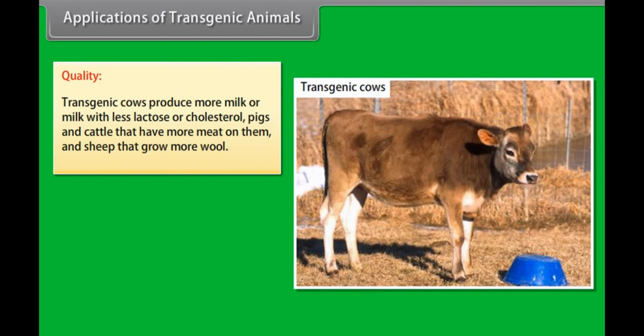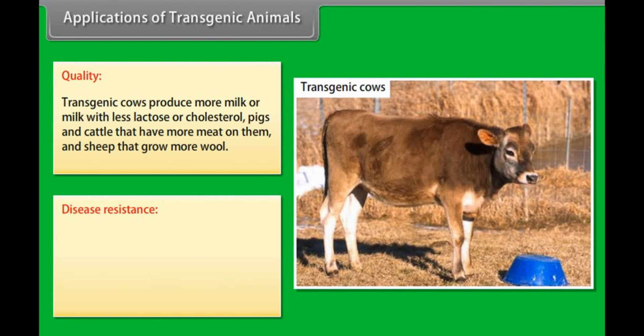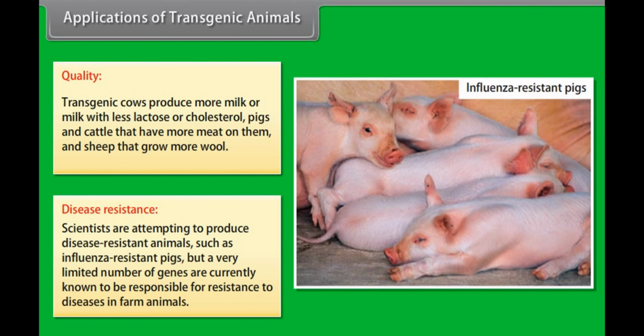Quality. Transgenic cows produce more milk or milk with less lactose or cholesterol, pigs and cattle that have more meat on them, and sheep that grow more wool. Disease resistance. Scientists are attempting to produce disease-resistant animals such as influenza-resistant pigs, but a very limited number of genes are currently known to be responsible for resistance to diseases in farm animals.